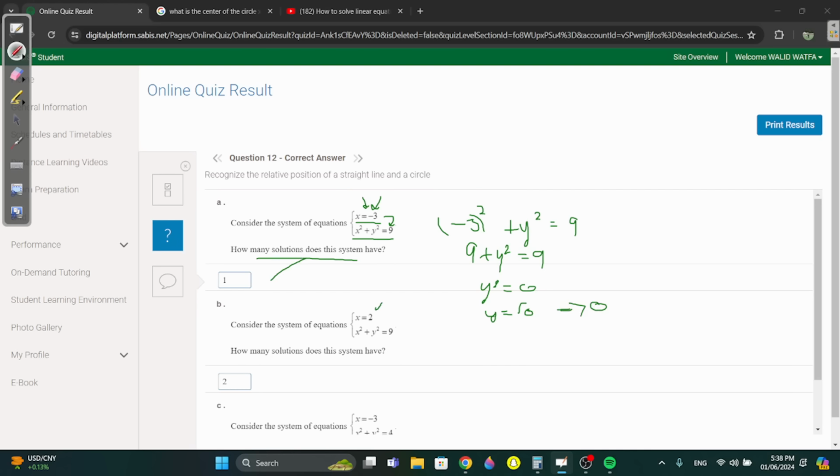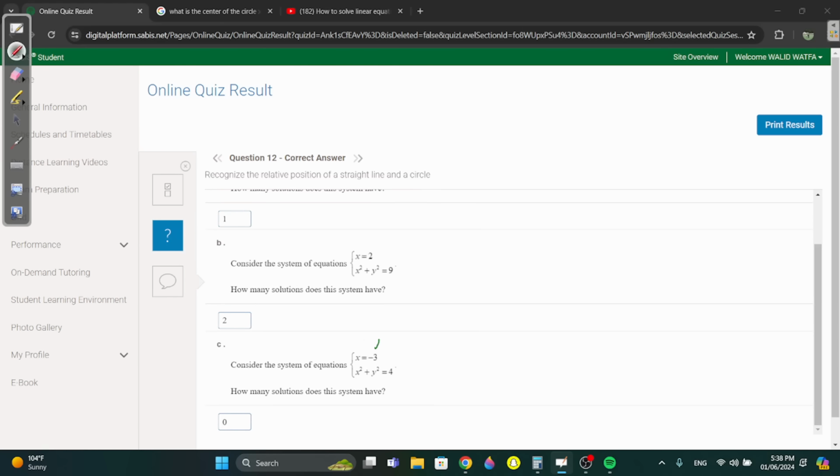How about here, when x equals 2? So 2 squared plus y squared equals 9. You're going to get y squared equals 9 minus 4, 5. And you're going to get two solutions. y equals plus minus radical 5, right? So plus radical 5 and minus radical 5. First solution, second solution. Okay, part C.